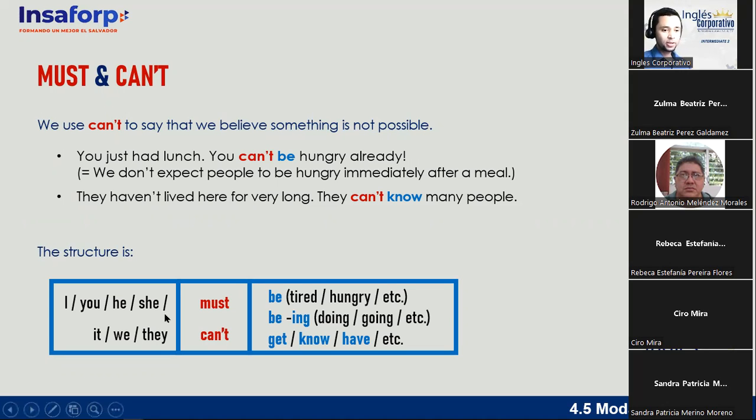So the structure is, again, because must and can't are modals. The subject, I, you, he, she, it, we, or they. Okay, then you use must, or you use can't. And after that, the verb in base form. Okay, you say, for example, you must be tired, you must be hungry, etc. He must be doing something, he must be going to a specific place, etc. And can't is the same. You say, she can't know many people, for example. So the idea is you use whatever subject you need, then you use must or can't, and after that, the verb in base form, always, because must and can't are modal auxiliaries, okay?